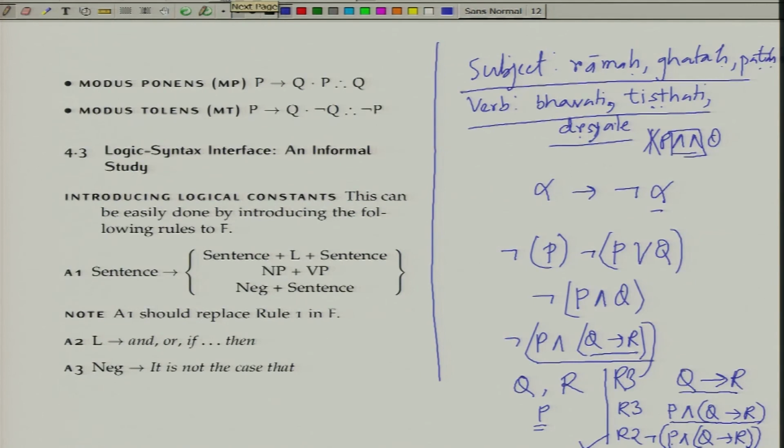And we then go to the if then elimination rule. I just need to get rid of some of it so that we can work on this page.